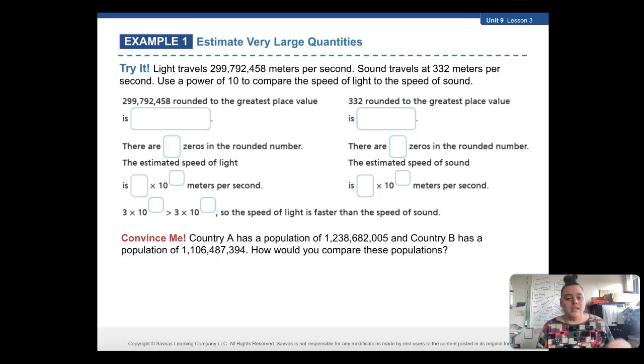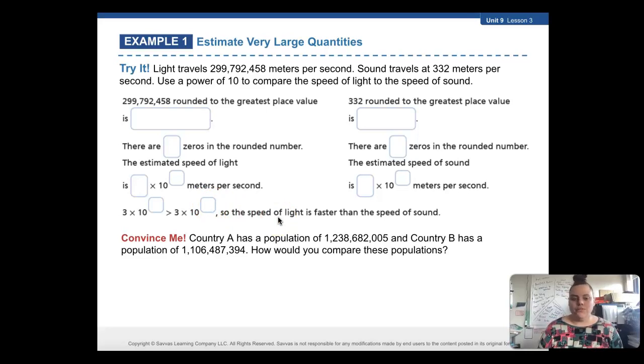First, round each number to the largest amount, so round 299,792,458 to the hundred millions, and round 332 to the hundreds. How many zeros are in each one? That will tell you the power on 10. And then for each of these, your number out front should be a 3. And you can see that here in 3 times 10 to the what is greater than 3 times 10 to the what. So the speed of light is faster than the speed of sound.